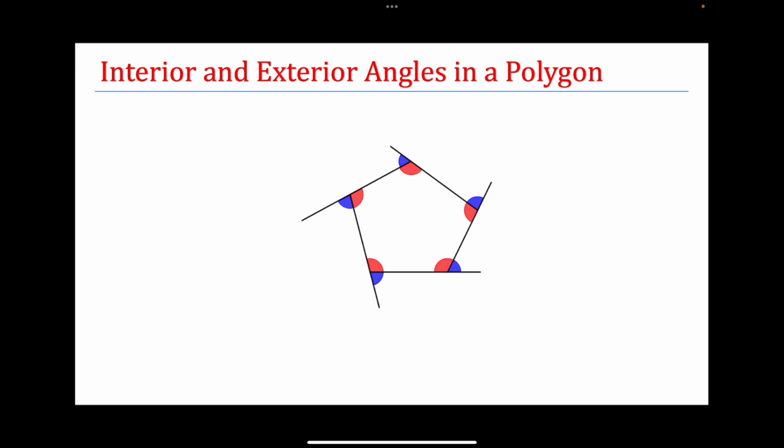So we have some angles colored in blue and some angles colored in red. The angles colored in blue are outside the polygon and are called exterior angles. And angles colored in red are inside the polygon, they are called interior angles. An exterior angle is formed when one side is extended. The angle formed between the extended side and the given side is called an exterior angle.